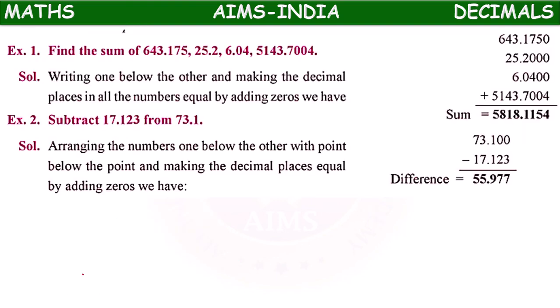Next, here you have questions like this. Find the sum of 643.175, 25.2, 6.04, 5143.7004. We have 4 decimal places here, 3 decimal places, 1 decimal place, 2 decimal places, 4 decimal places. All are unlike decimals.